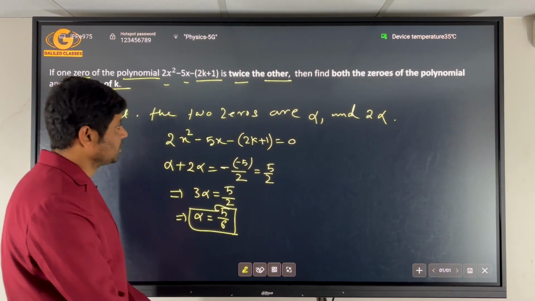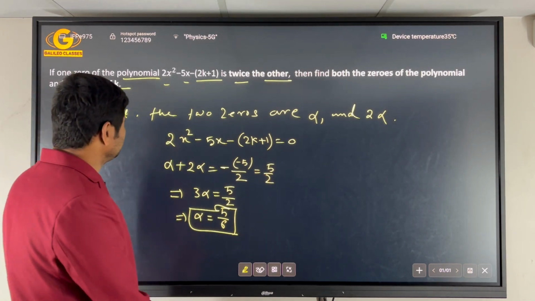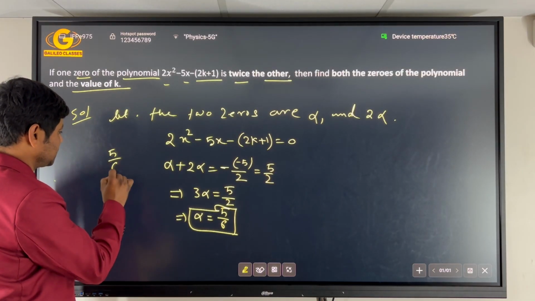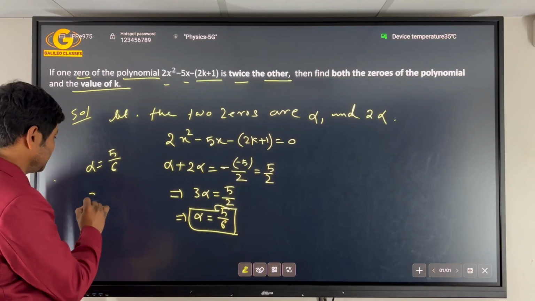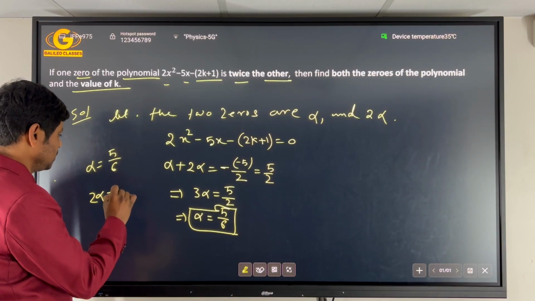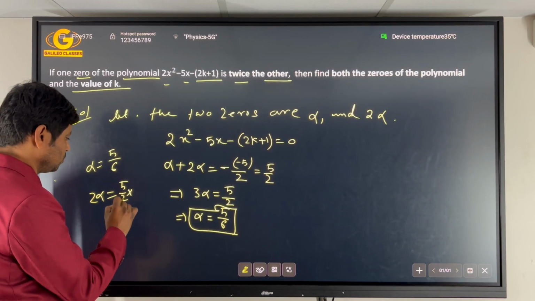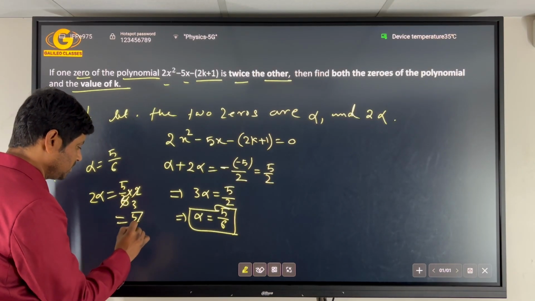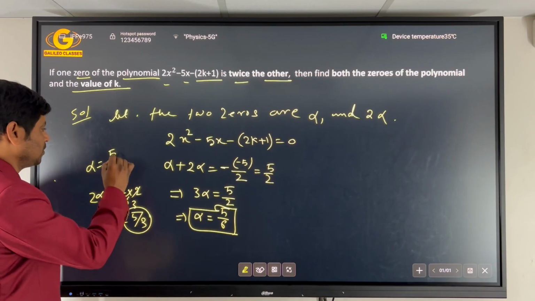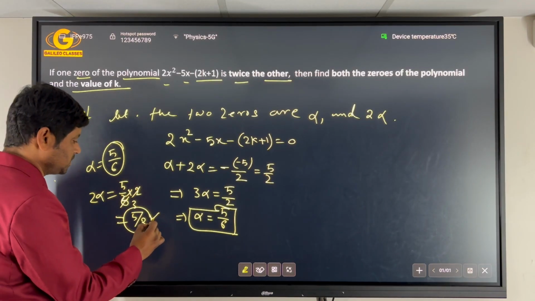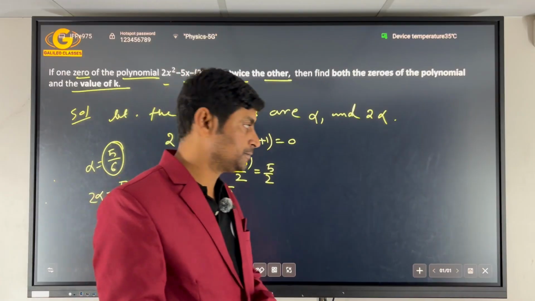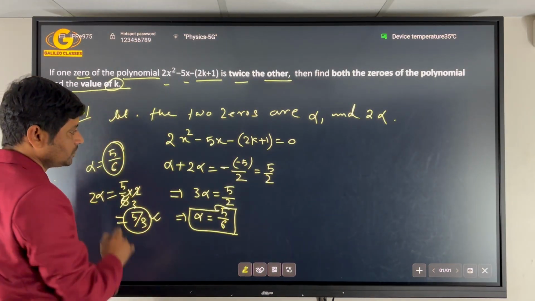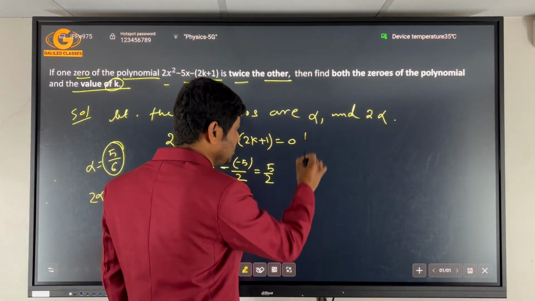This is alpha. So the two roots have come out. One is 5 by 6, and 2 alpha is equal to 5 by 6 into 2, and it will be 5 by 3. Therefore the two roots are, one is 5 by 6 and another is 5 by 3. Then we have to find the value of k by applying the product of the roots.